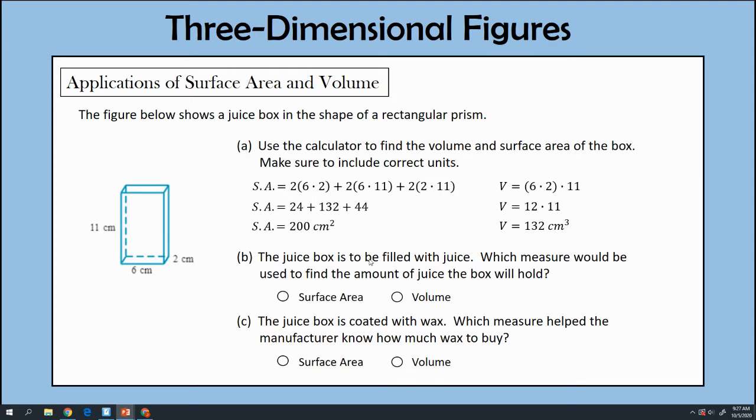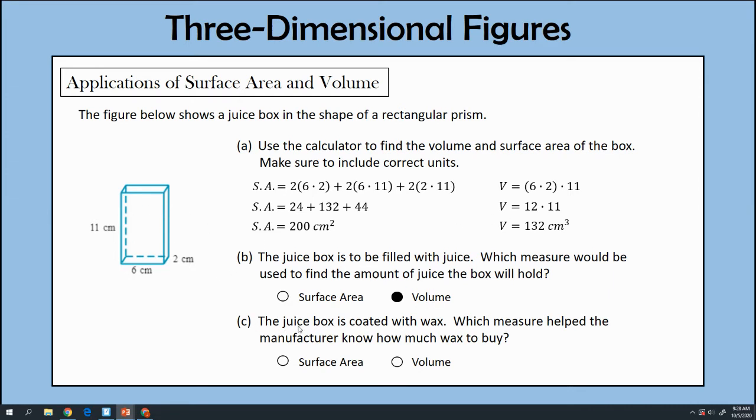First of all, it says the juice box is going to be filled with juice, obviously. Which measure would be the best used to find the amount of juice it holds? So when you're going to fill something up, you're going to find its volume. Okay, so we want to use this 132 centimeters cubed as a guide for how much juice will be used.